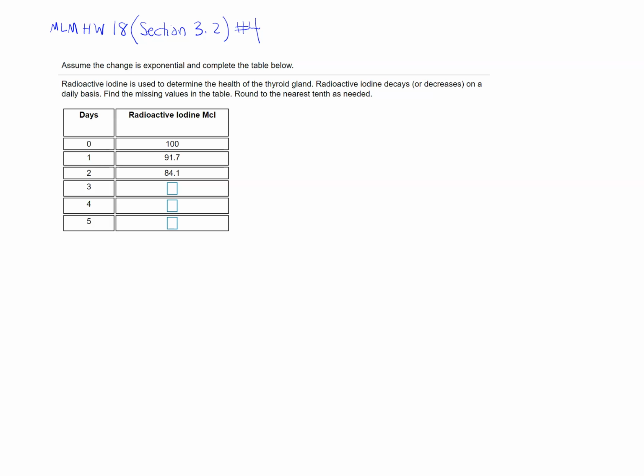This is question number 4 from the MyLab Math Homework number 18 over section 3.2. In this question, we're given a table and we're being told to assume the change is exponential. So when there's an exponential pattern in a table, we know we're going to focus on multiplication. When you see the word exponential, your pattern is going to involve multiplication. We're going to find a common ratio that's going to get repeatedly multiplied to create the table.